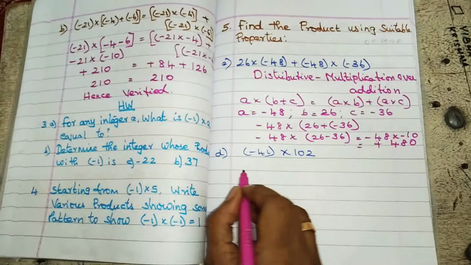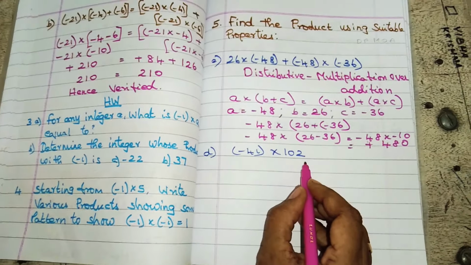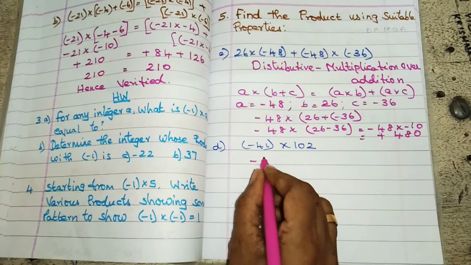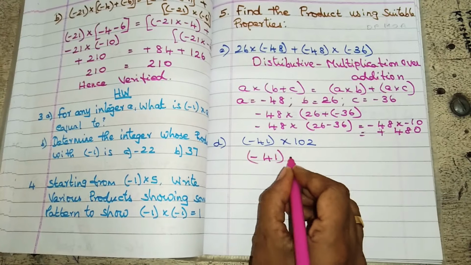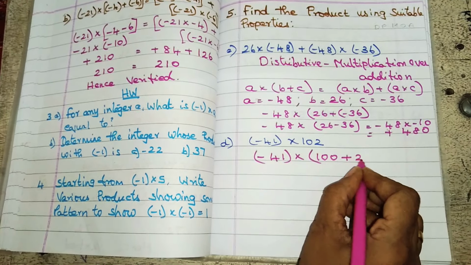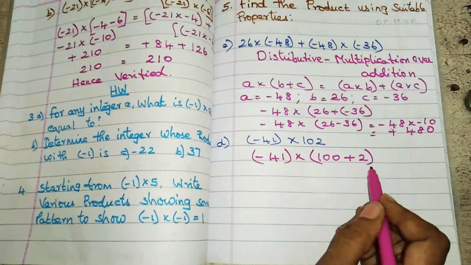Next, going on to the D sum. Minus 41 into 102. So you have to see which property it is. Can we write this 102 as? Children, you must have learned this in your 6th standard. I am writing it as 100 plus 2. I am writing 102 as 100 plus 2.